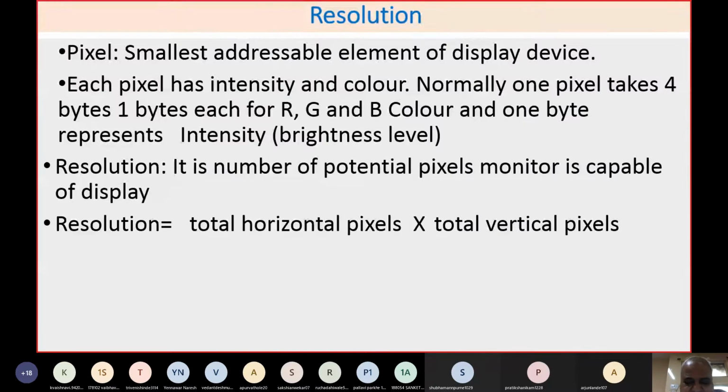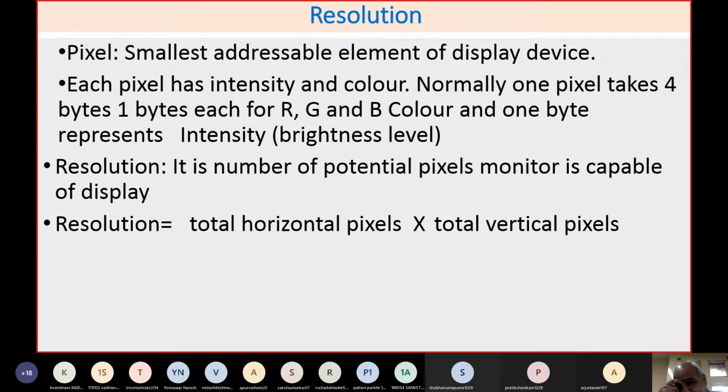Let us say now we'll see some of the terms related to display devices, and then we'll go for the working of CRT, which you already know, and then we'll see the block diagram of CRT or the block diagram of any typical monitor, how this color monitor works. The very first topic is related to resolution.